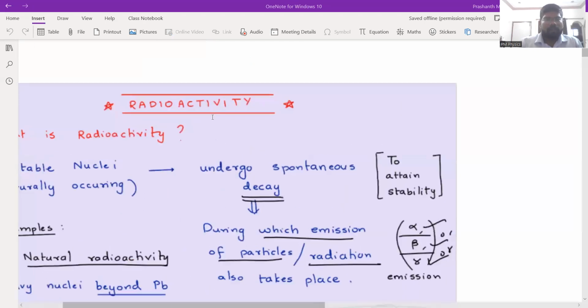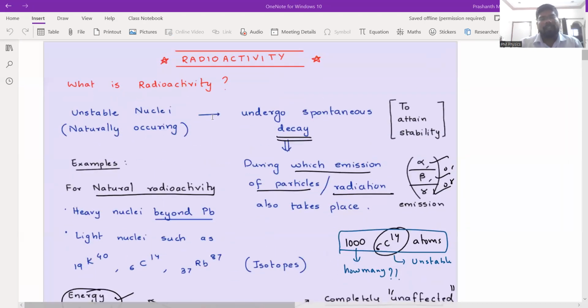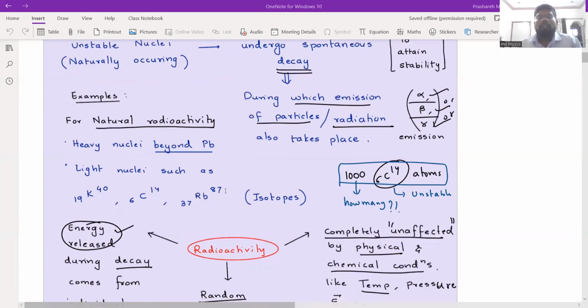So in last class, what are the things we have studied? The main topic was radioactivity. So what are the things we have found in the case of radioactivity? First of all, we have a sample of unstable nuclei. It is ready to decay. So radioactivity is a completely random phenomenon, but it still follows the law.